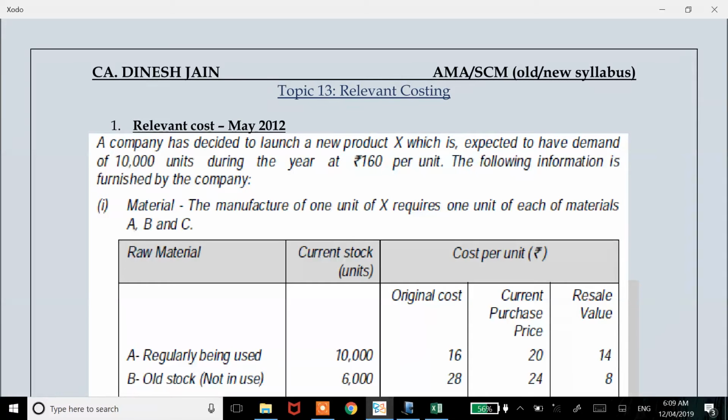So based on relevant costing, I think I've run out of books. I'll give it to you after the class.